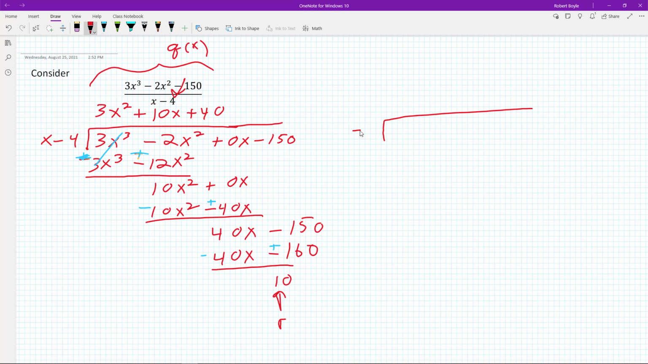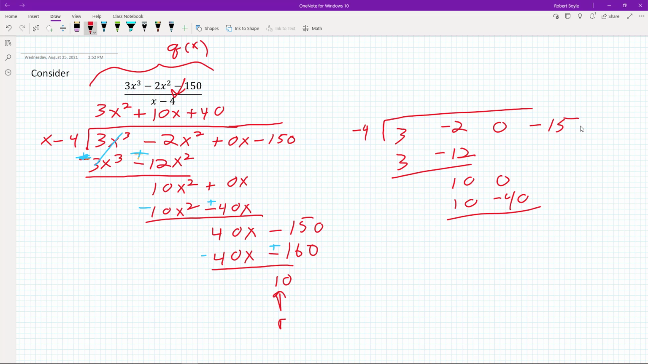We will have -4, 3, -2, 0, -150. Then we would have 3, -12, a line, 10, 0, 10, -40, another line, 40, -150, 40, -160, 160, and then another line, and then we would have positive 10.